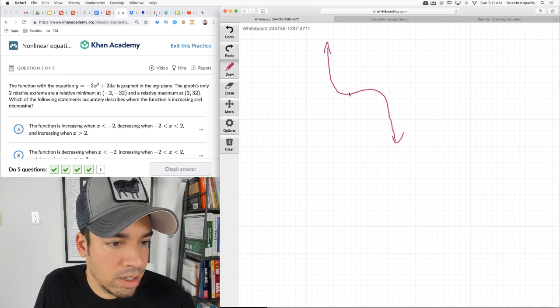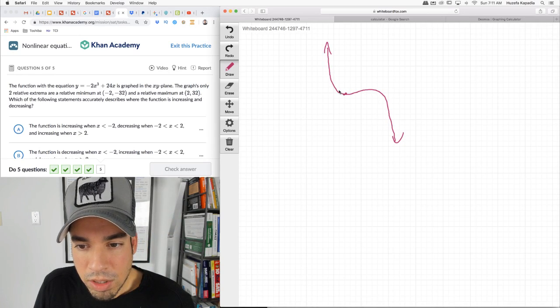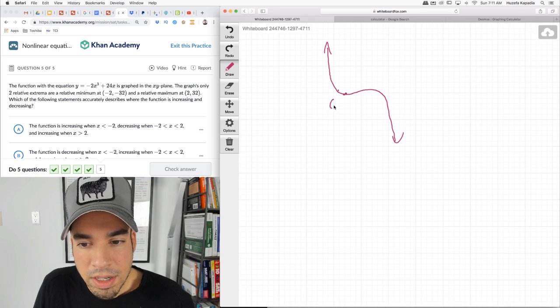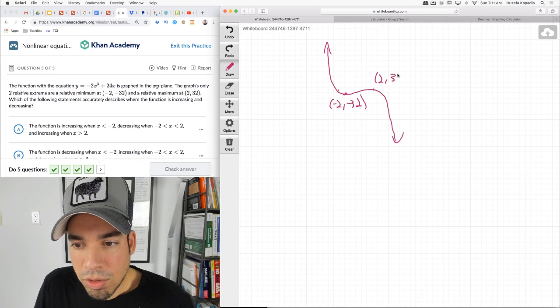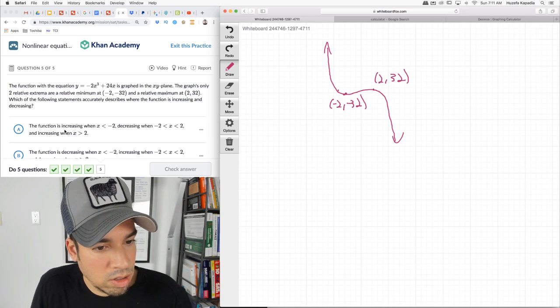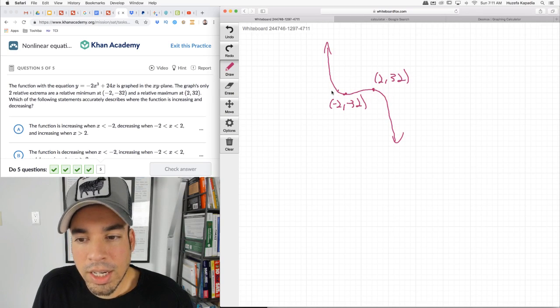So they're saying basically the minimum, this is my relative minimum. It's where you have this little dip. It's going to be at -2, -32. And this one up here, the relative maximum, is going to be at 2, 32, like that. Okay. And then check it out.